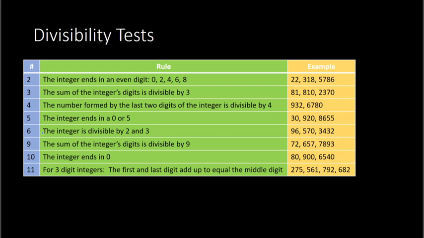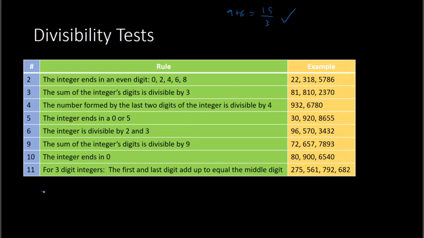Now looking at the number 6, the rule is if the integer is divisible by 2 and 3, then the number can be divided by 6 as well. So 96, for example, you can divide by 2 because that is an even number. And you can also divide by 3 because the 9 and the 6, you add those together, that's 15, you can divide by 3 and it works evenly. So you can divide by 2 and 3, therefore you can divide by 6 as well.